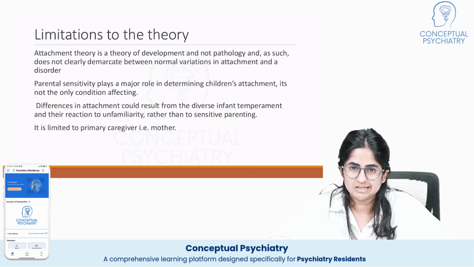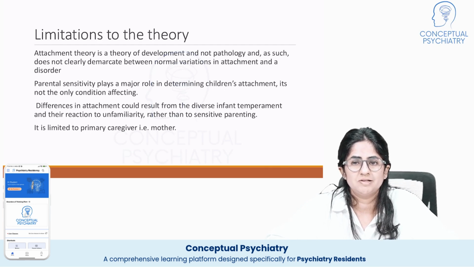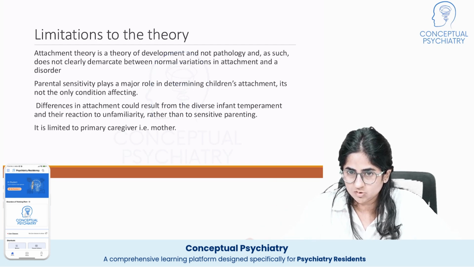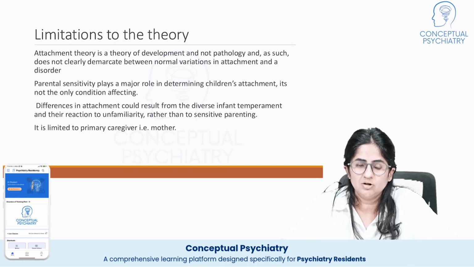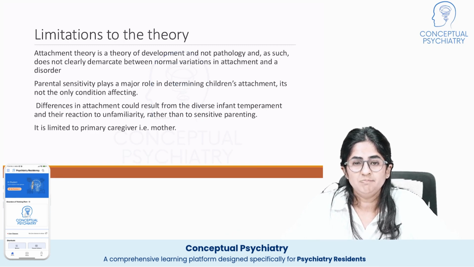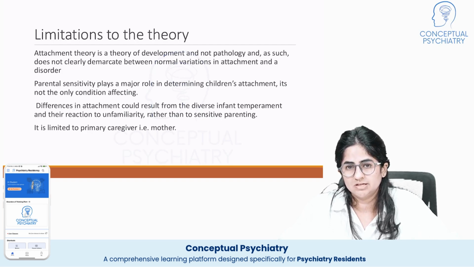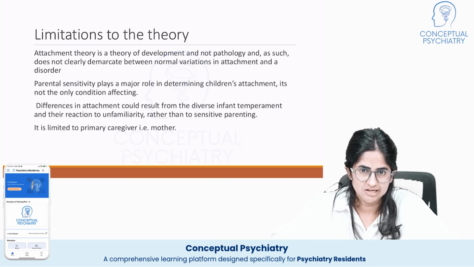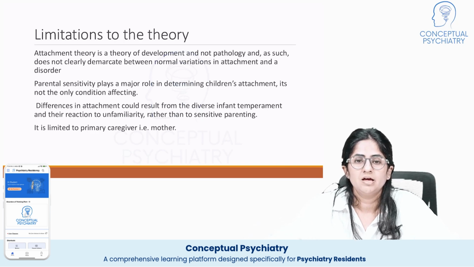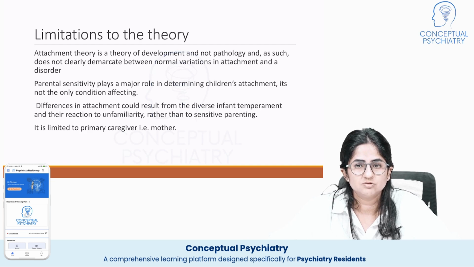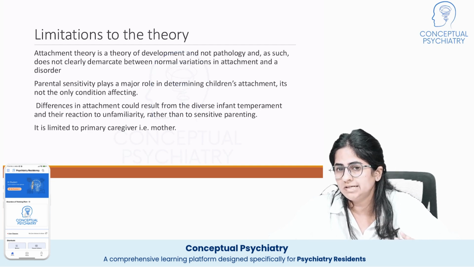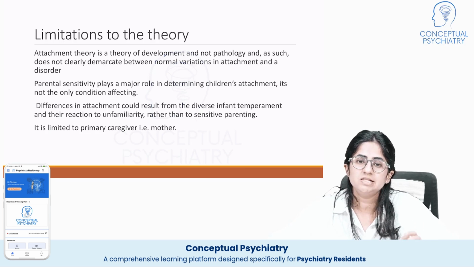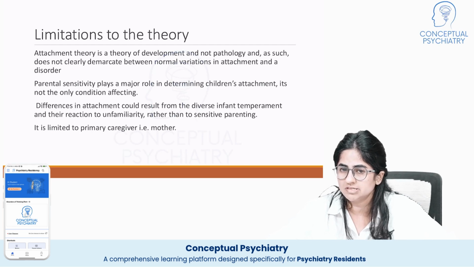Limitations to this theory: attachment theory is a theory of development and not pathology. So even though we know that a lot of its implications can be applied to disorders now, it is still not a theory of pathology. The parental sensitivity seems to be playing a major role here in attachment, but we know as a fact that that's not the only condition which affects a child's relationships. Differences in attachment could result from diverse infant temperament as well, which is not taken into account, and most of the time it's just the parenting which is being focused on here. It is limited to the primary caregiver here as well, which is the mother.